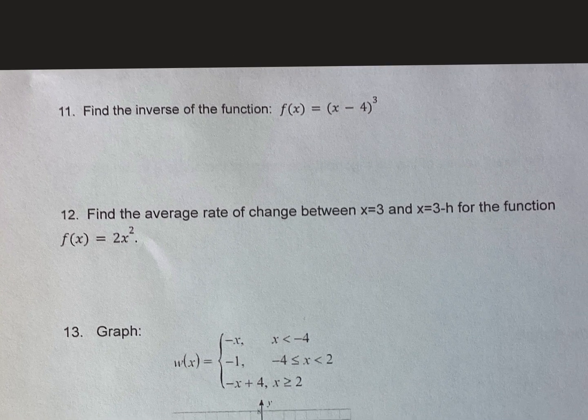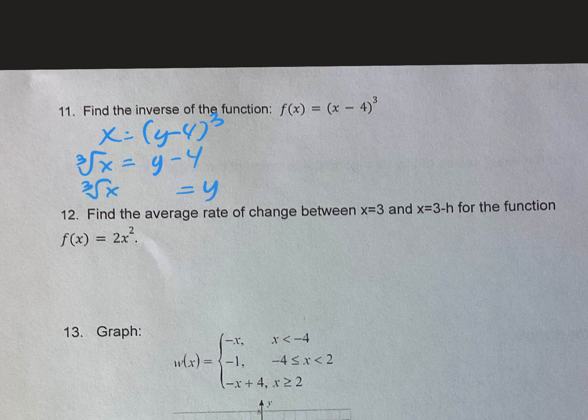This is a little bit easier inverse. Again, switch the x and y, put the x over here. Let's go y over here. Then you take the cube root of both sides, get rid of that cube root. And then I'm going to add 4 to both sides. So you get the cube root of x plus 4. It would be nice if you change the y to f negative 1.